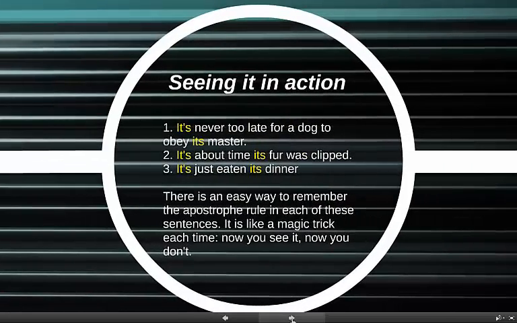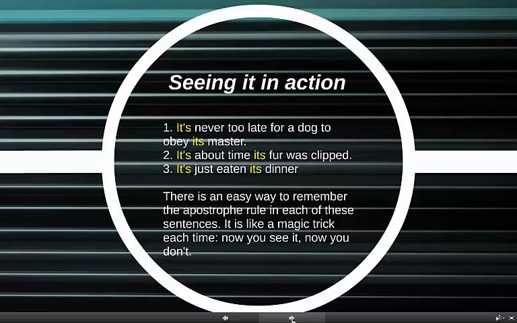So here are some examples. In the first example, it's never too late for a dog to obey its master. The first example of it's there, with the apostrophe, is an abbreviated form of it is never too late for a dog. In the second example, it's about time its fur was clipped. The first it's with the apostrophe is again it is about time its fur was clipped.